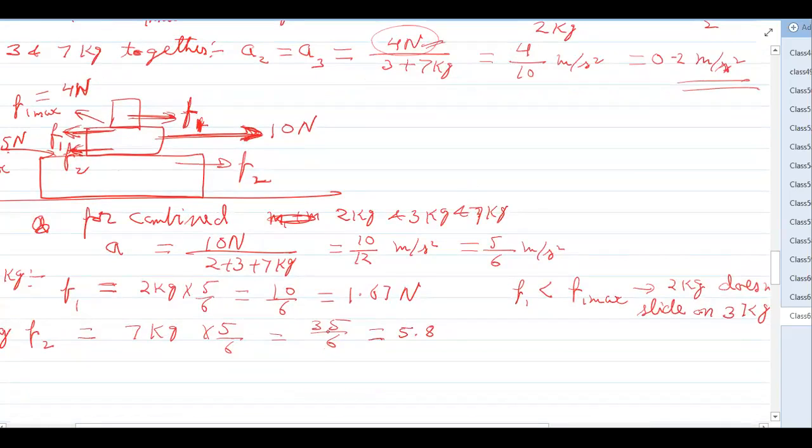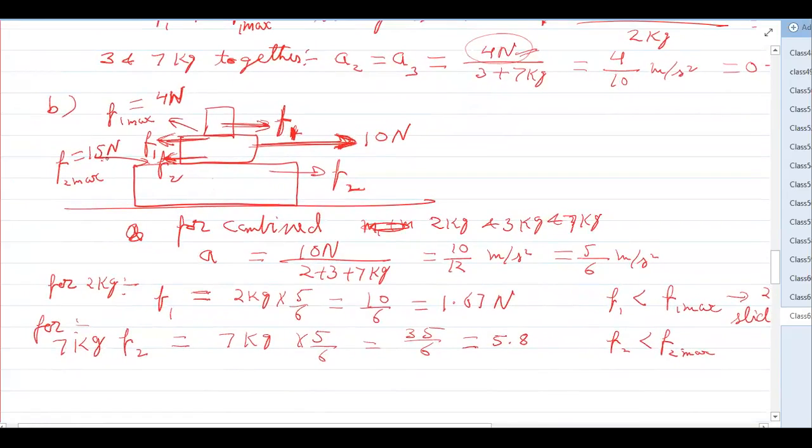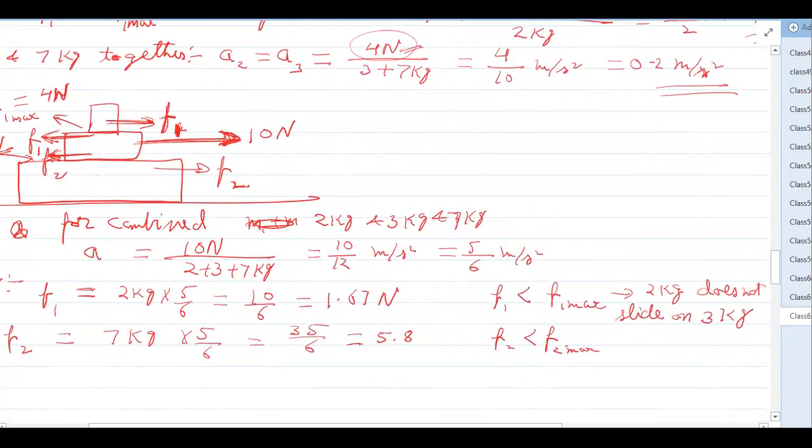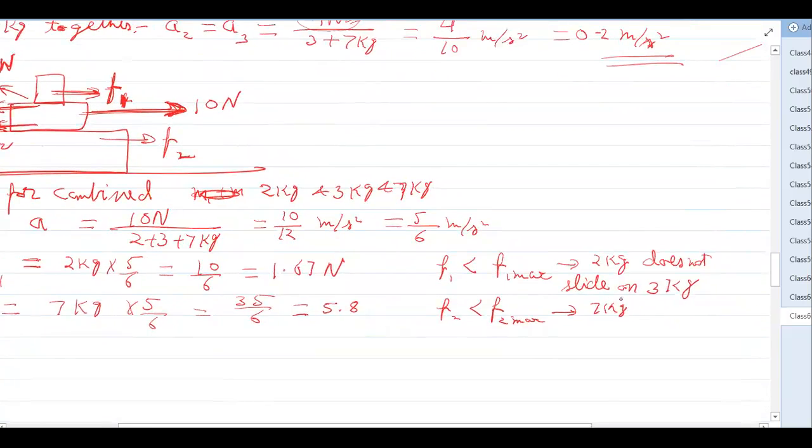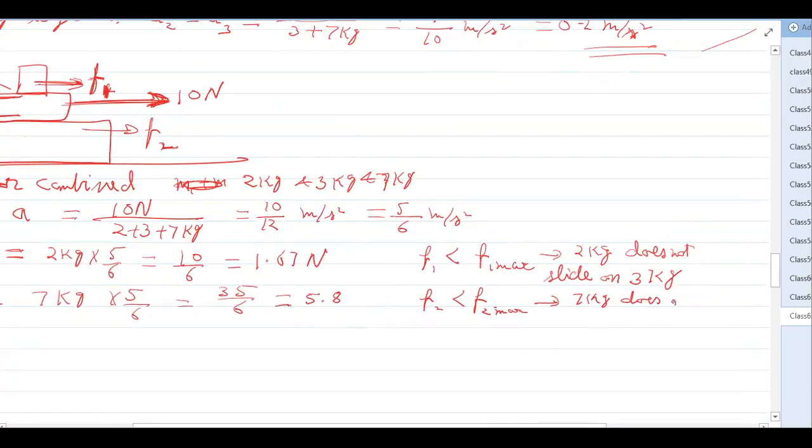5.8, whatever. But this is less than the F2 max, because F2 max was 15 Newton. F2 max was how much? 15 Newton. It is less than that. So the lower one will also not slide. The 7 kg does not slide on the 3 kg. Okay, so we can write this.